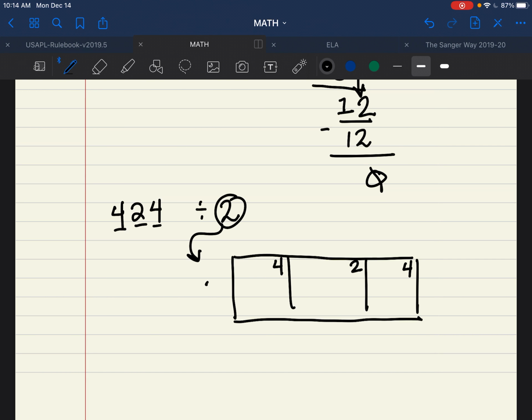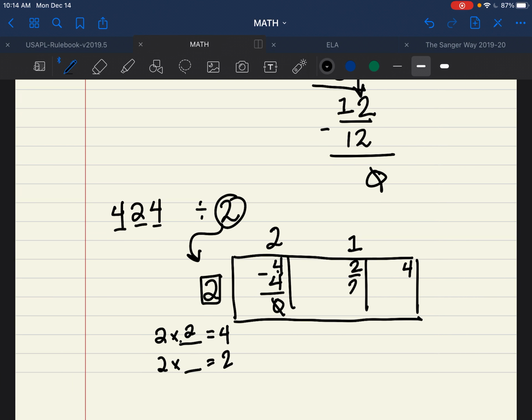Then this 2 comes out to the side. Got to ask myself, how many times does 2 go into 4? So 2 times what gives me 4, or something close to 4? So 2 times 2 gives me 4. If I subtract, I have 0, okay? Then I got to take my 2 to my next digit. 2 times what is equal to 2? Well, 2 times 1 gives me 2. I subtract, I got a 0. Then I got to say again, how many times does 2 go into 4? Well, we already know that. 2. There you go. So our answer is 212, our quotient.